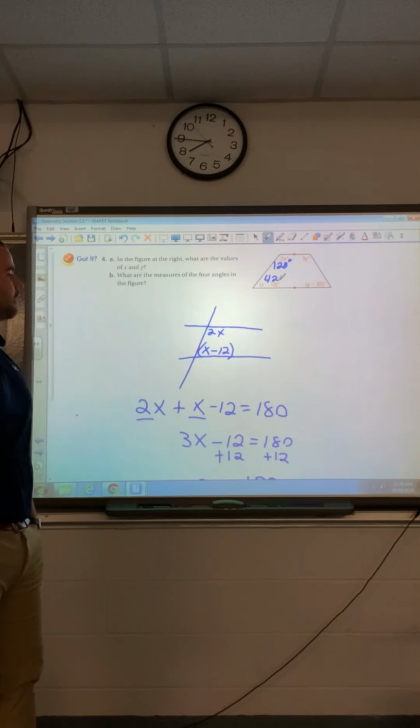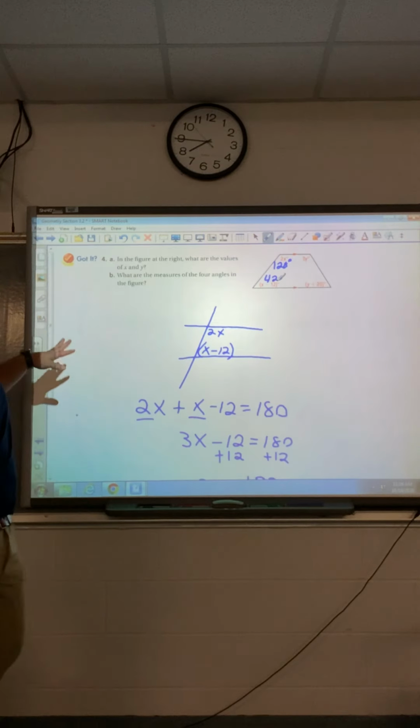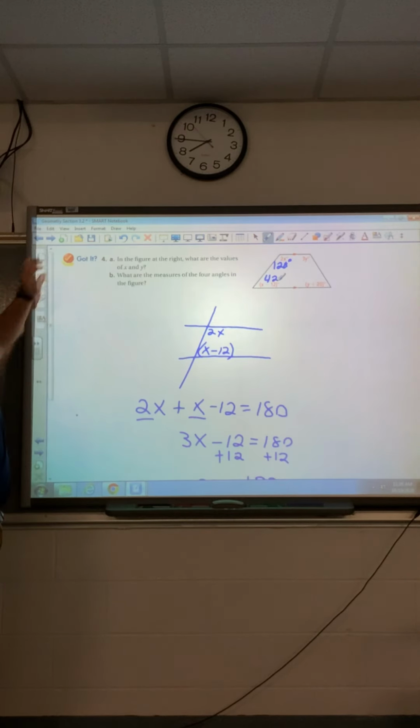All right, we would do the same thing to solve for the other angle. Okay, but we're gonna skip it because I'm gonna do one more. We good with that? Yeah.